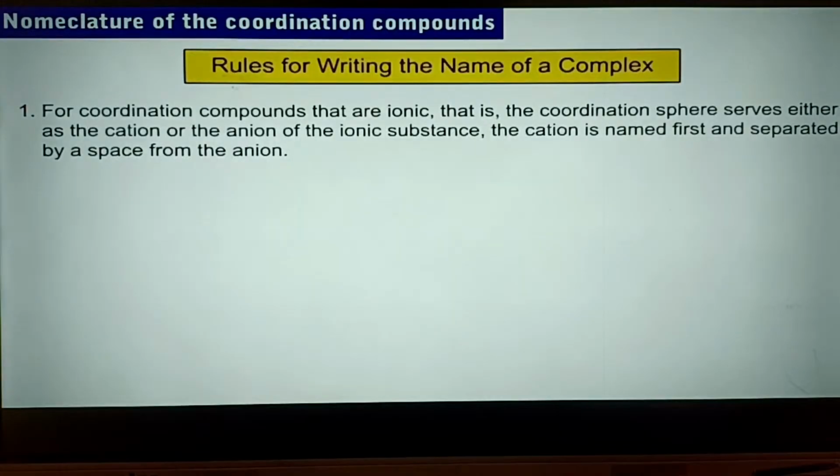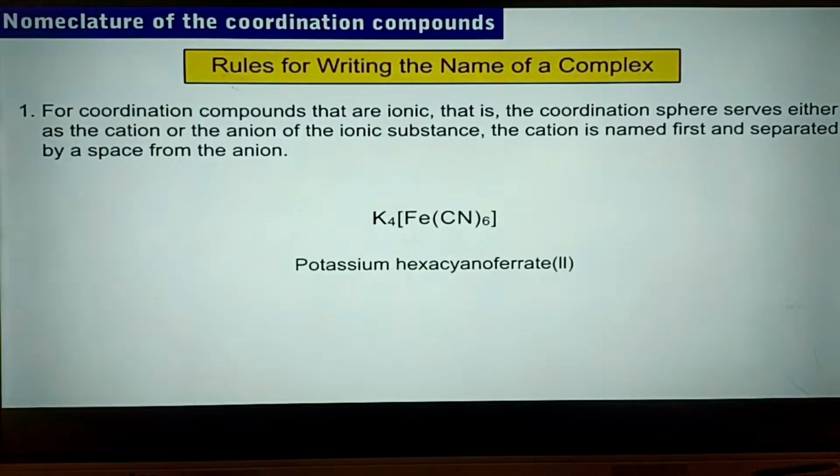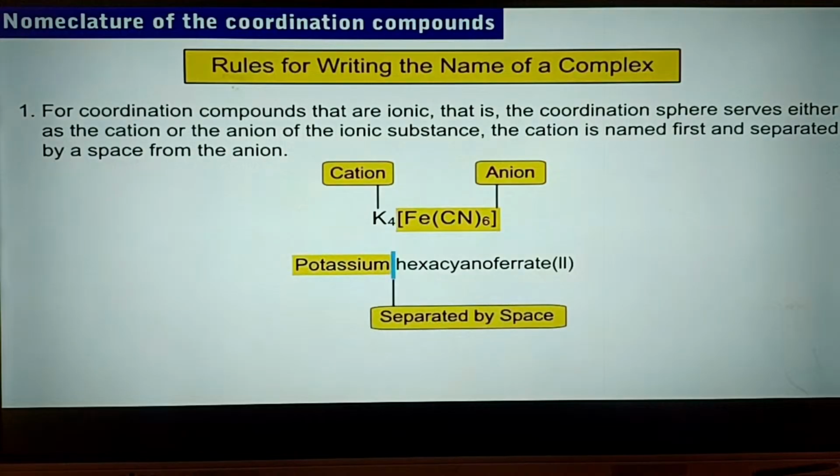The first rule is, for coordination compounds that are ionic, that is, the coordination sphere serves either as the cation or the anion of the ionic substance, the cation is named first and separated by a space from the anion. For example, in the complex K4[Fe(CN)6], where the coordination sphere is an anion, the cation potassium is named first and separated by a space from the name of the anion.